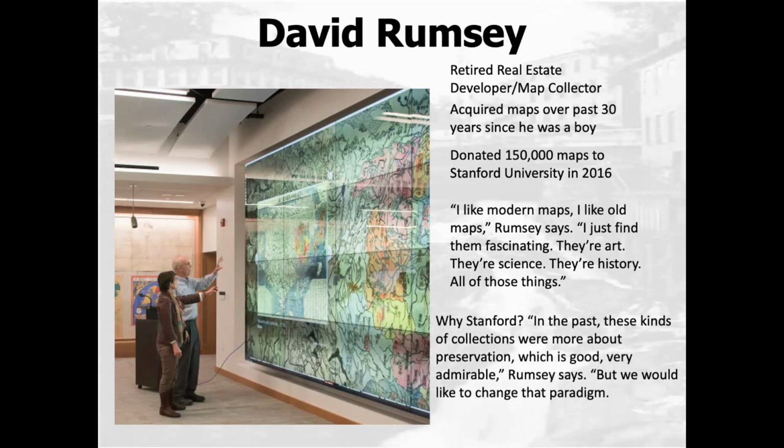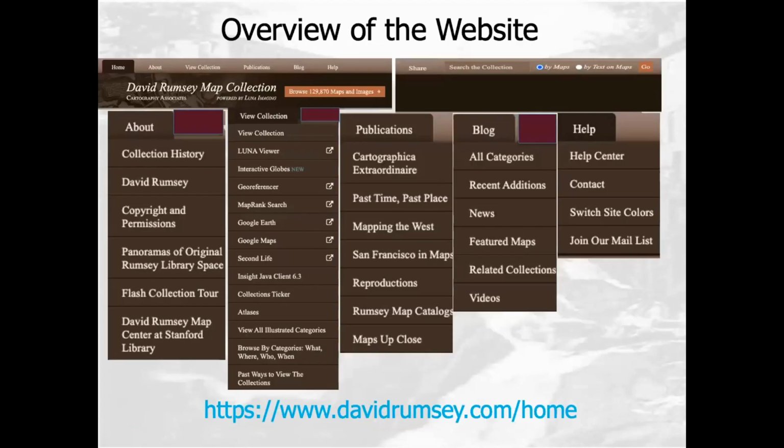So he really does see how they're art, science, and history. And why Stanford? He likes it because Stanford has committed resources to making them available and not just put them away in a collection that people can't really see. So it's really been a real boon to everybody interested in maps, especially genealogists, because they have large amounts of genealogical information on them.